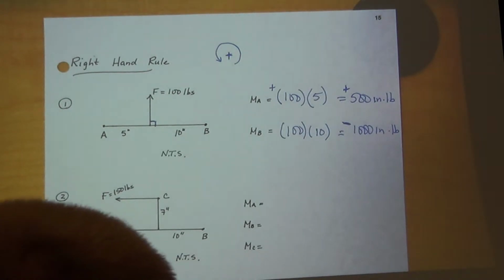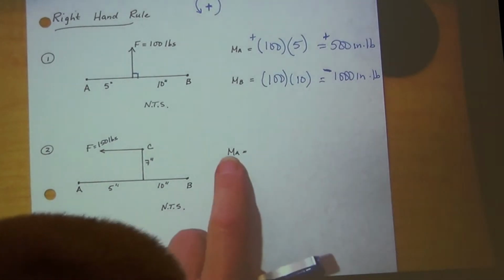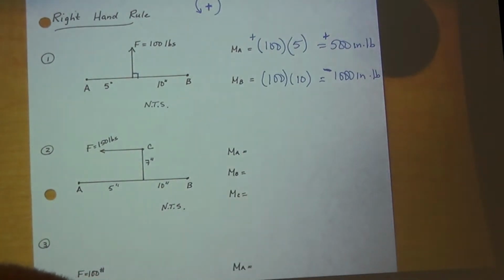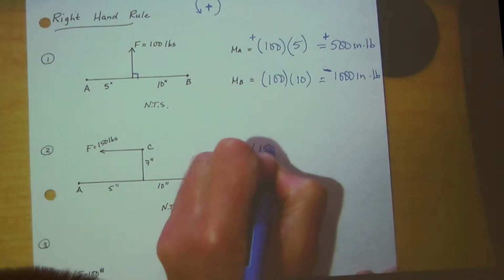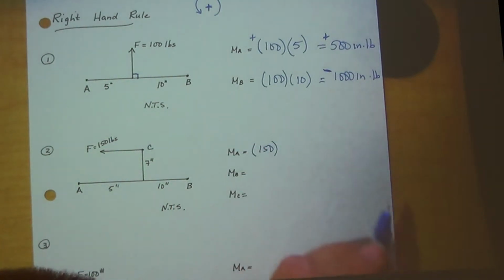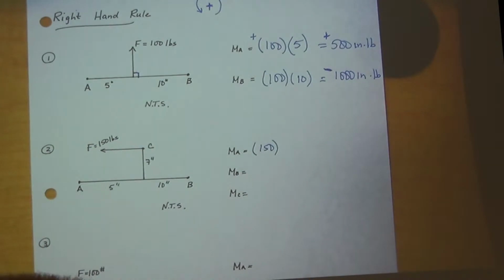Okay, Karen, next one. Let's go to number 2 now. We're finding the moment about point A. So what do I multiply by what? 150 times 5 inches. Okay, so take a look at this.